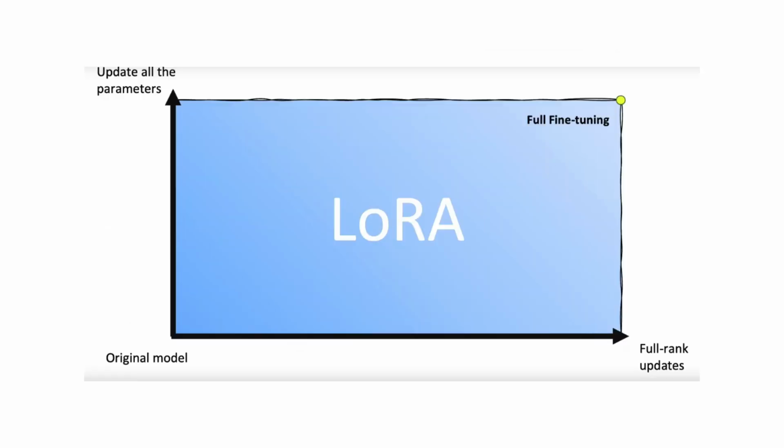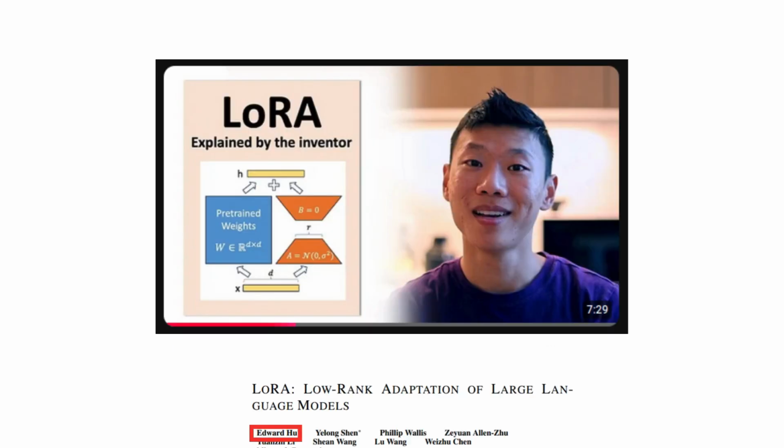Usually with fine-tuning, you will take a full-rank update on all the parameters. However, with LoRA, you can instead land somewhere a bit more in between these two extremes, which will allow you to get good enough results at a fraction of the computing cost. This is most useful for massive models. By the way, do check out this YouTube video by Edward Hu, one of the authors of LoRA. The idea behind the methodology is well explained.